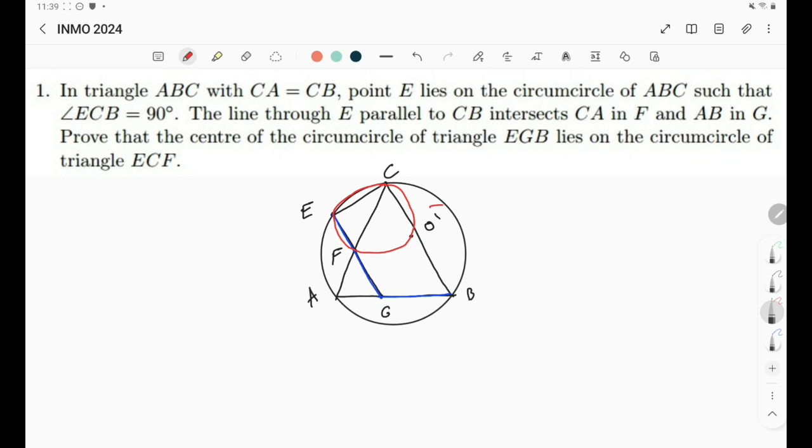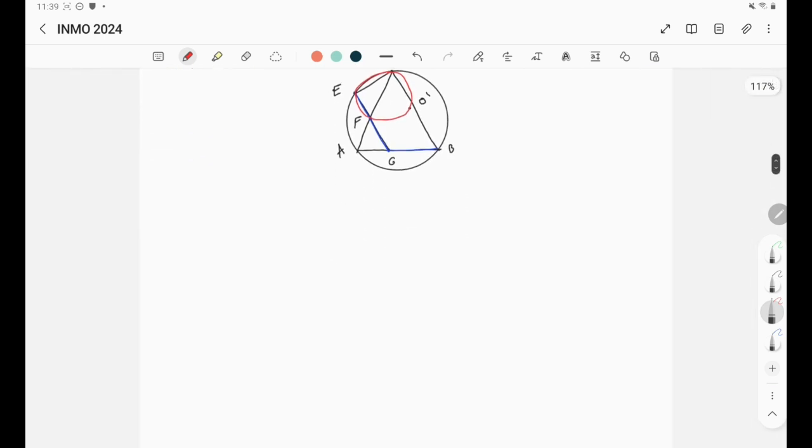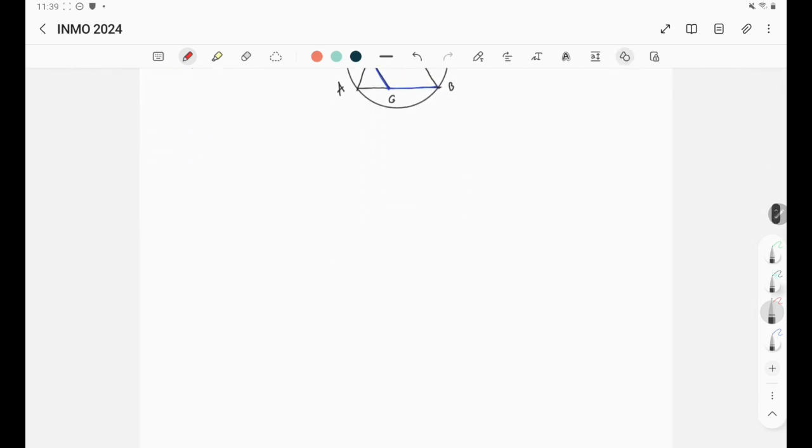The only challenge is to get O prime. And how to get O prime? Actually, it's simple. You just need to do some perpendicular bisectors, right? So just locate the midpoint here and draw a perpendicular. And you can also locate another midpoint, maybe for this one actually, because it's the diameter, you already know it's O itself. So you can just take a perpendicular from O to this, and you're going to get O prime. So let's immediately do that. Draw a big diagram.